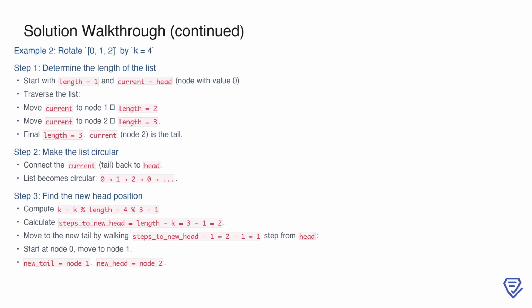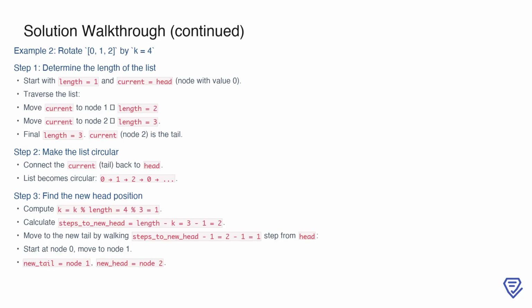In the second example, we rotate the list 0, 1, 2 by k equals 4. First, we determine the length of the list by traversing it. Starting at the head with the value 0, we move to node 1, then to node 2, resulting in a length of 3. The current pointer is now at the tail, which is node 2. Next, we make the list circular by connecting the tail back to the head, forming the cycle 0, 1, 2, 0. To find the new head position, we compute k equals k % length equals 4 % 3 equals 1. This simplifies the rotation to just one step.